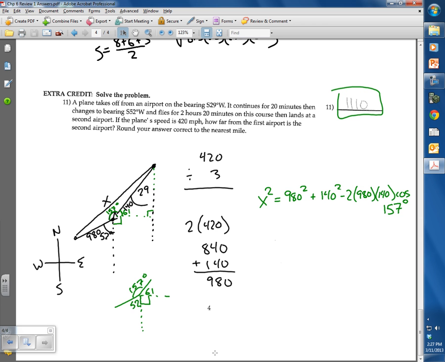Tough one. If you can figure out the bearings, you're going to be in good shape for any other extra credit problems you might see. Alright, that's the 6-1, 6-2 review.